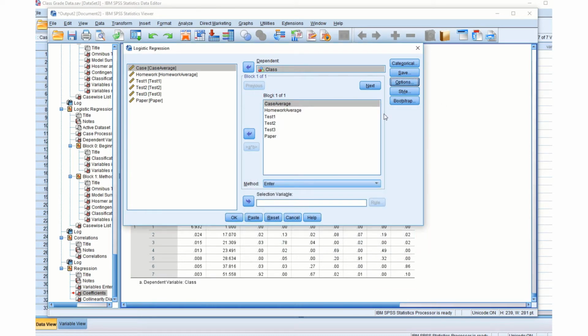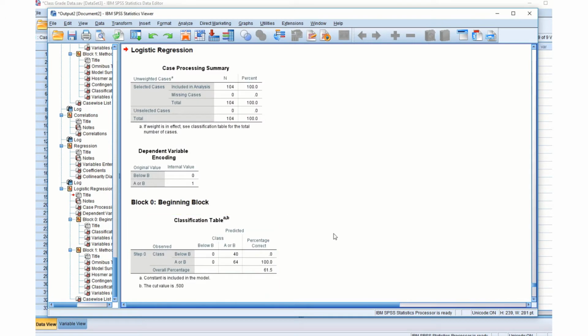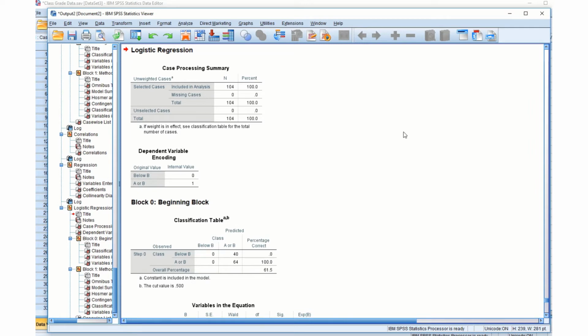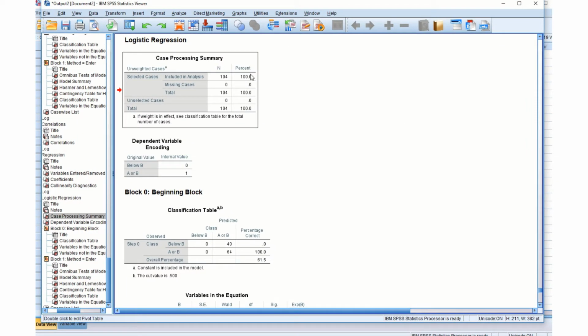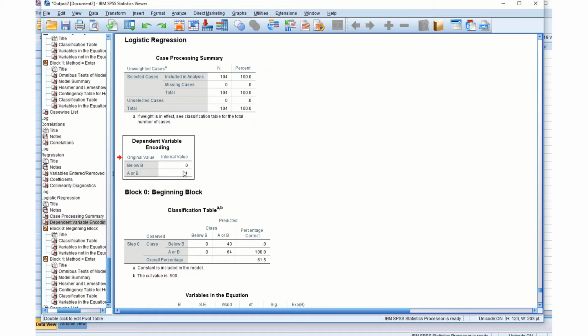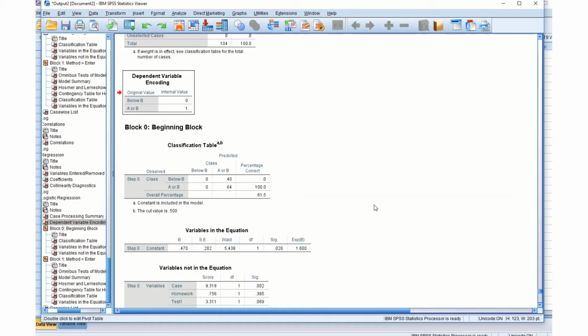Okay, so we're going to run the regression. We're going to hit OK, and we're going to see what pops out here for our model. Now, we have our case processing summary. We had 104 respondents. We did not take any out for missing data. We have the coding. Anybody who's an A or a B is coded as a 1, and anybody who's below a B is a 0, and we know that from the data that we inputted. So that's cool.